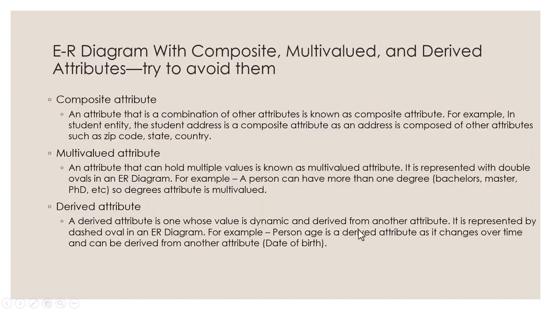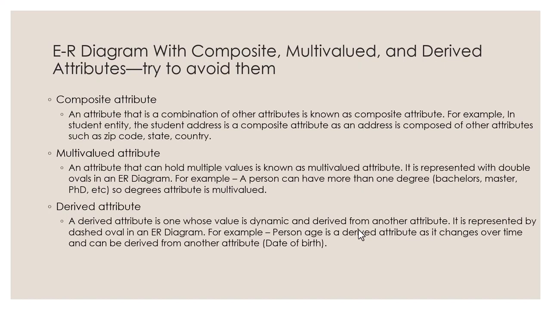These are the three different types of attributes. We have just the regular attribute, but then we also have composite, multi-valued, and derived. These are not really recommended, so try to avoid them if you can, but sometimes it's unavoidable. Let's take a look at the first one.